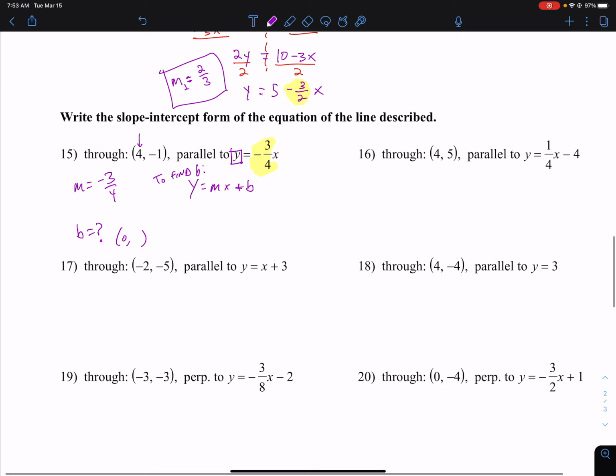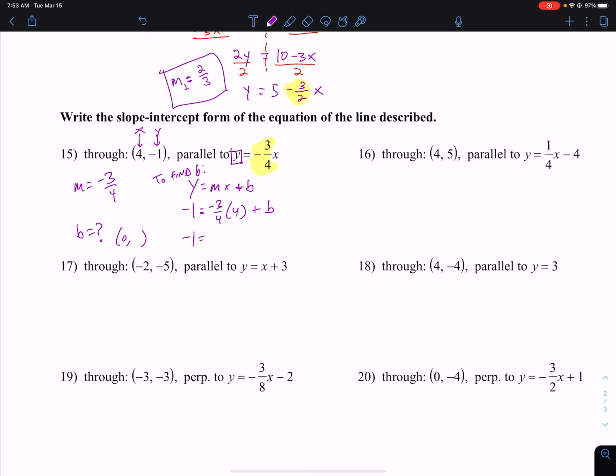We plug in the m is negative 3/4. And we also have this point right here, an x and a y coordinate, so I could plug those in temporarily. So for y, I'm going to plug in -1. For slope, we know it's -3/4, and for x, I'm going to plug in 4. I got that information from here. All right, and then plus b. So the only thing I don't know is b. So we're going to solve this for b.